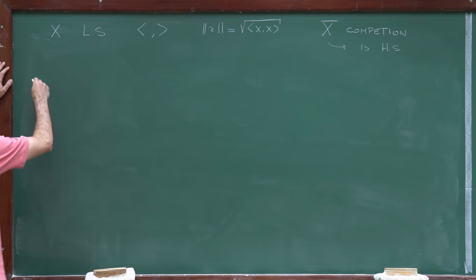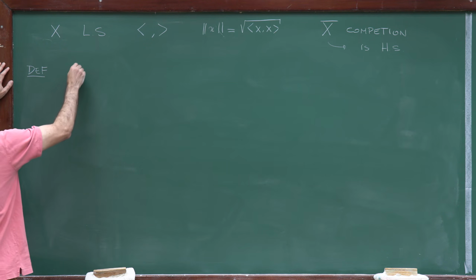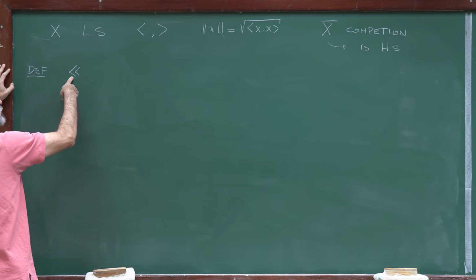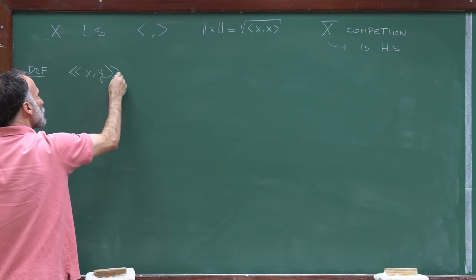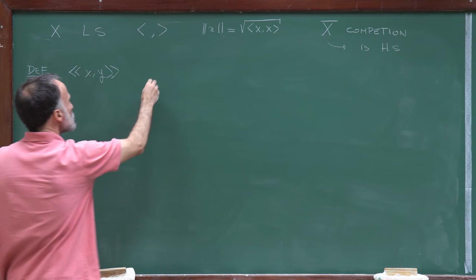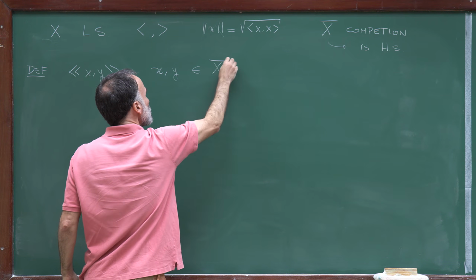So the first thing to do is to define a scalar product. And to distinguish this scalar product from that one, I will represent it with a double bar. So I want to define the scalar product (x, y) with a double bar in X bar, so this is for x and y in X bar.